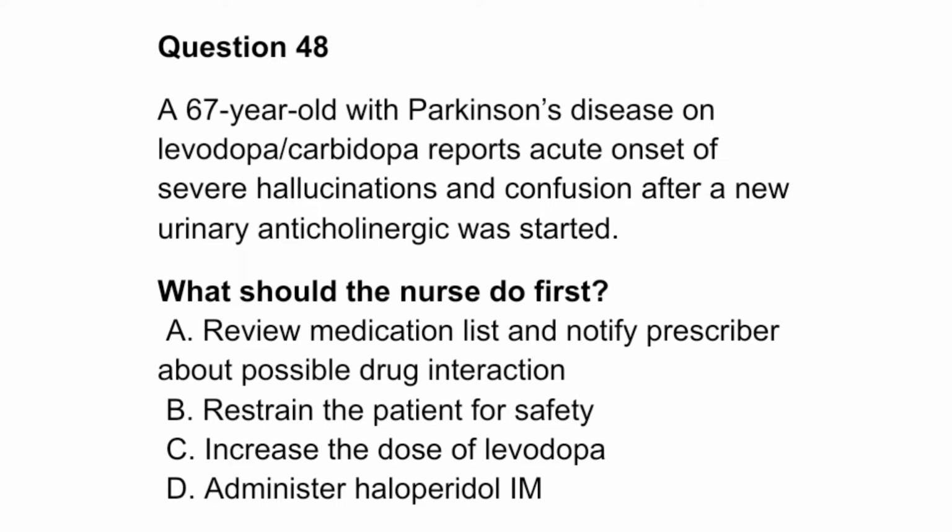Question 48. A 67-year-old with Parkinson's disease on levodopa/carbidopa reports acute onset of severe hallucinations and confusion after a new urinary anticholinergic was started. What should the nurse do first? A. Review medication list and notify prescriber about possible drug interaction.